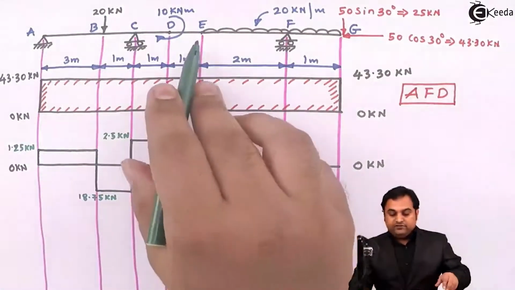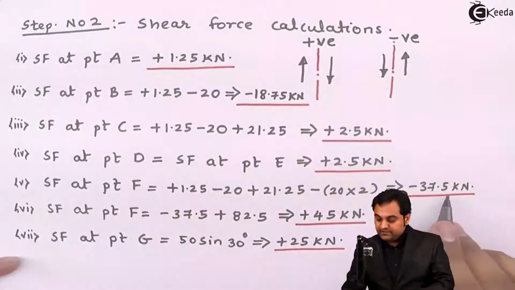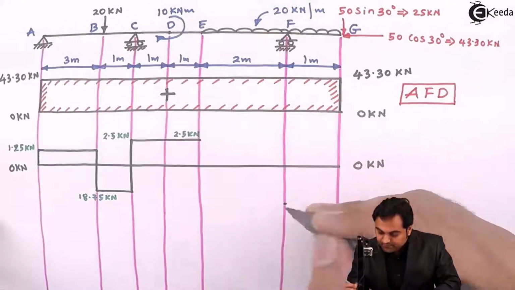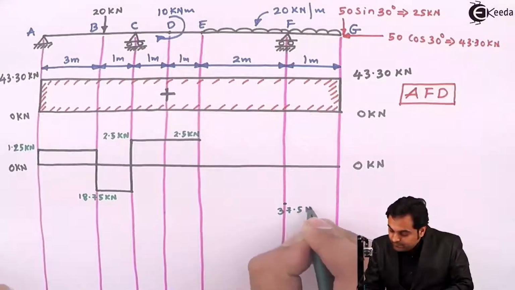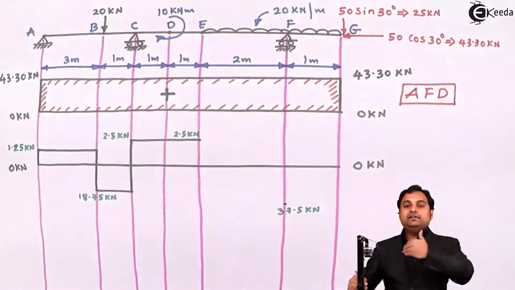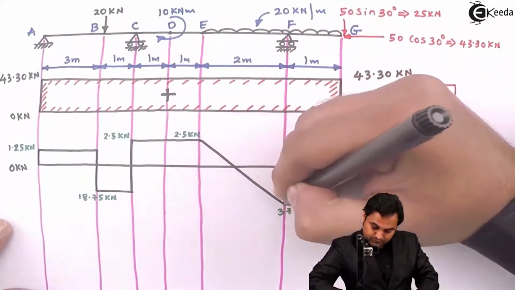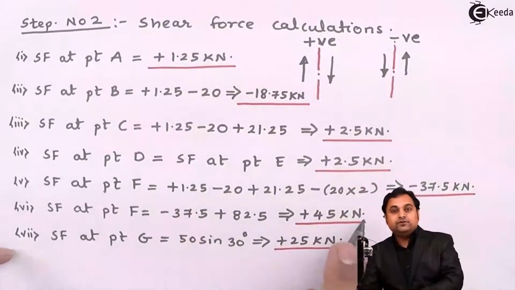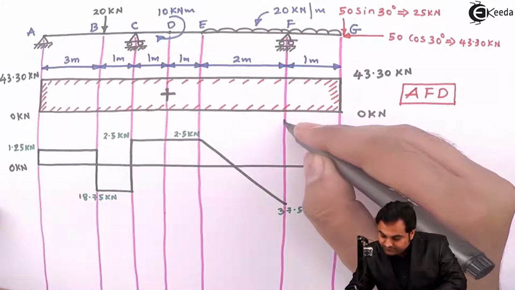Next, after reaching point E, at point F we have two values of shear force. The first value is minus 37.5. Minus means it will go below this line, minus 37.5. Then, as there is UDL from E to F, shear force will be an inclined line. So joining them, it goes into negative minus 37.5, and the other value at point F is plus 45 kilonewton. So plus 45 means it will go into the positive region.